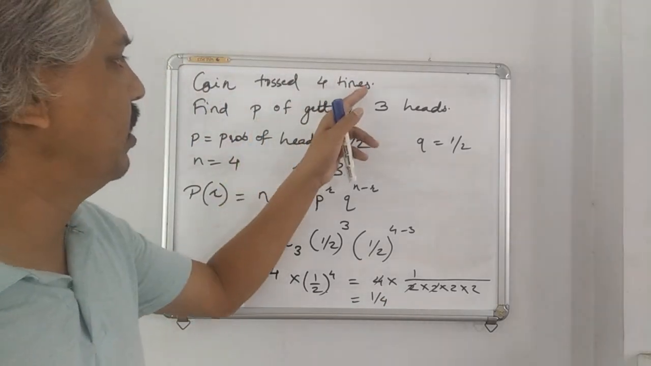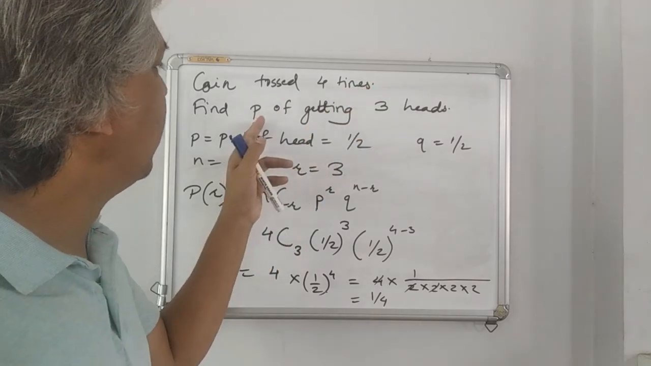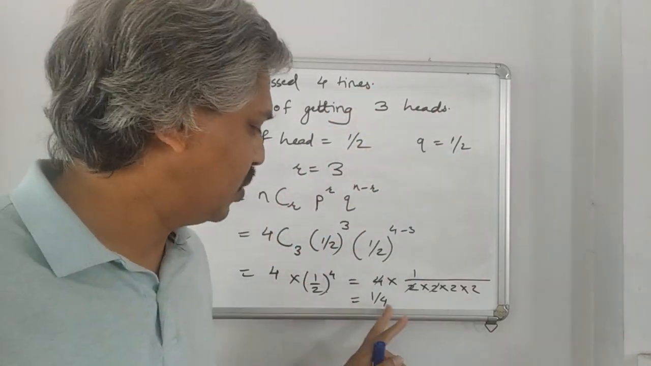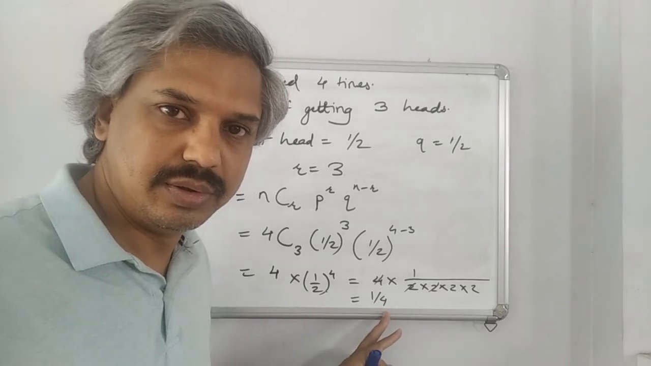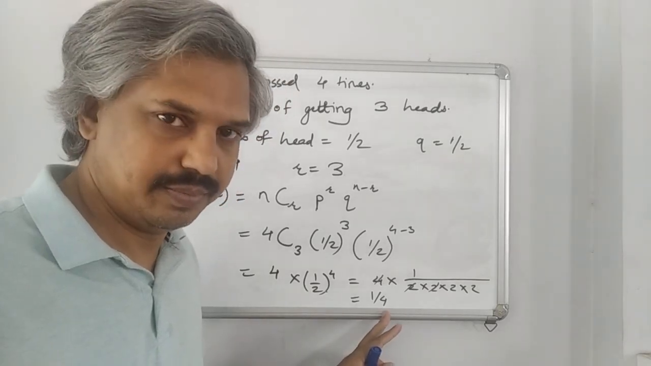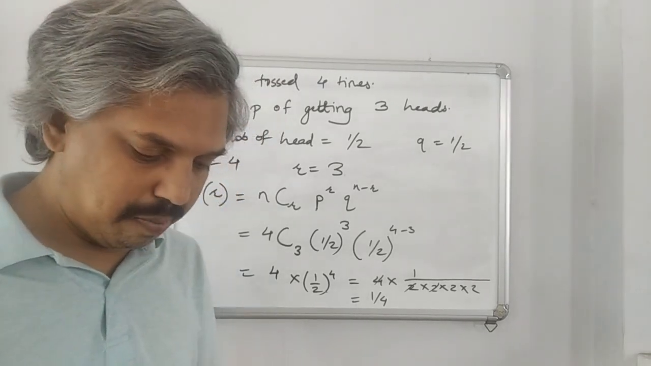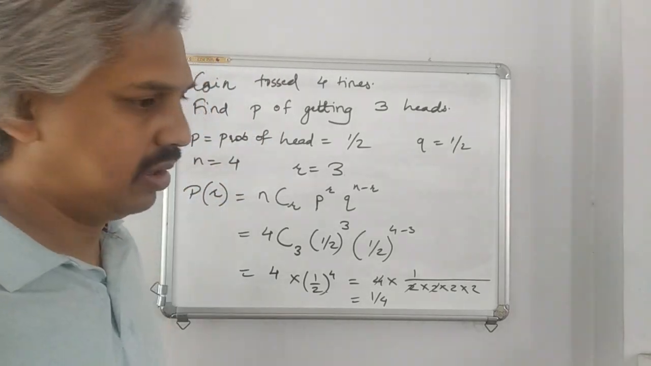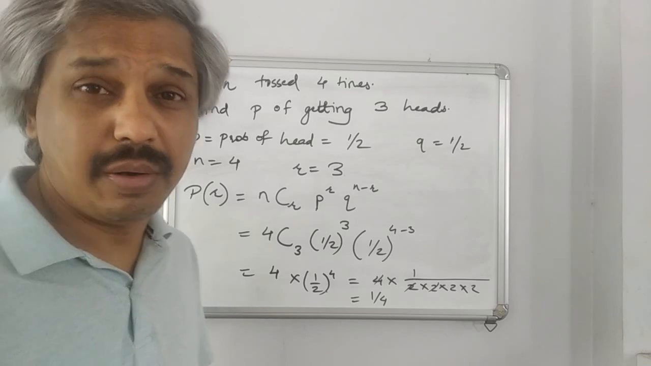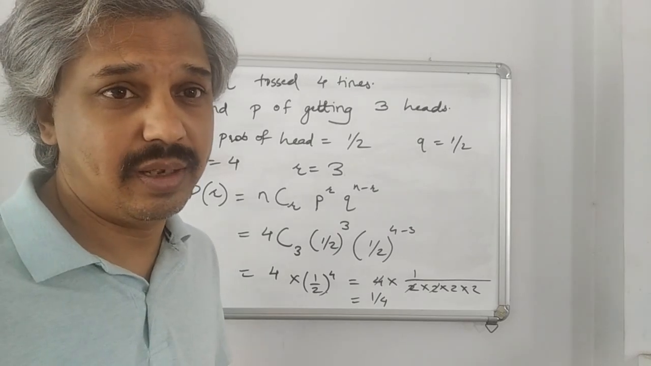So if you toss a coin 4 times, then the probability of getting 3 heads is 1 by 4. I hope you understand this. This is what the problem and the typical journey of this chapter of binomial distribution looks like.